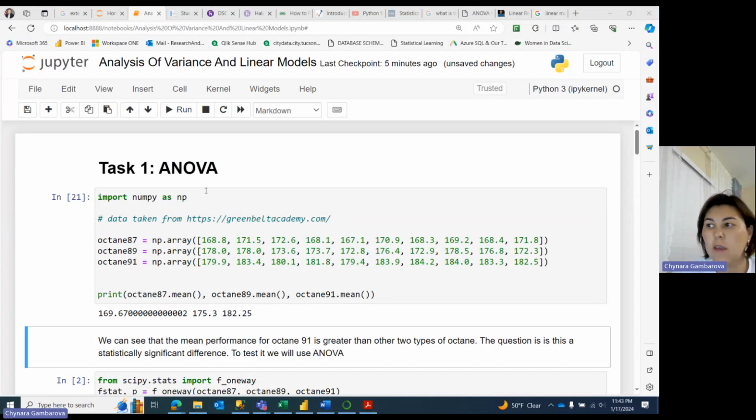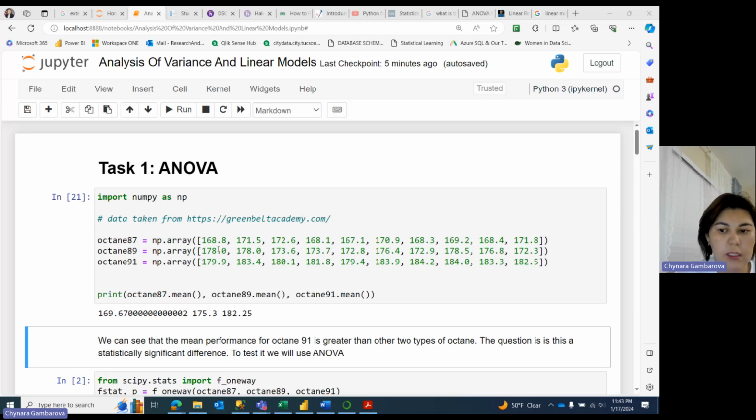So task 1, I should find a dataset with one or more categorical variables and apply ANOVA. So here my data set has 3 categories. These are octane levels, gas levels of octane, and the corresponding horsepower. So these are horsepowers for octane 87 and 171. Each row represents a corresponding horsepower.